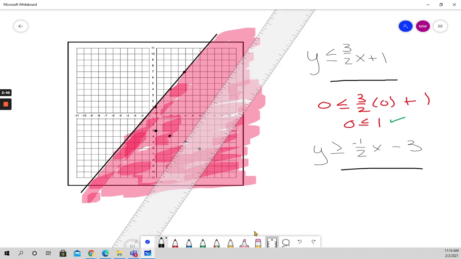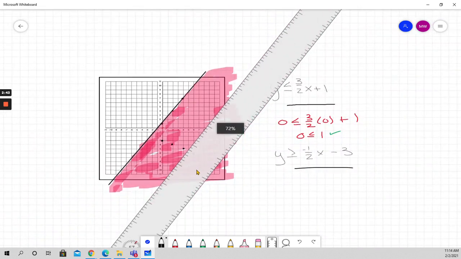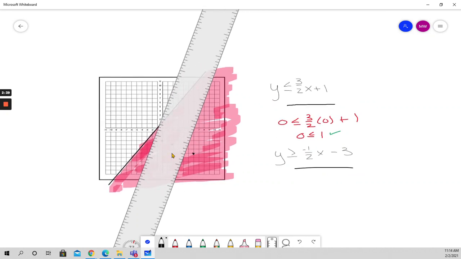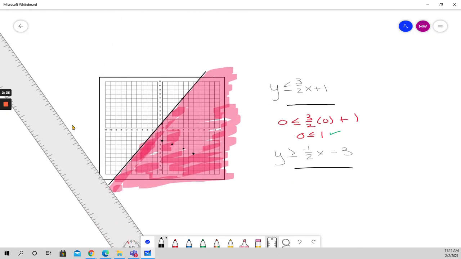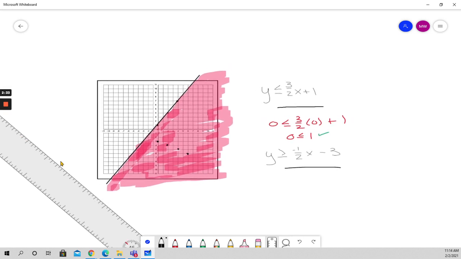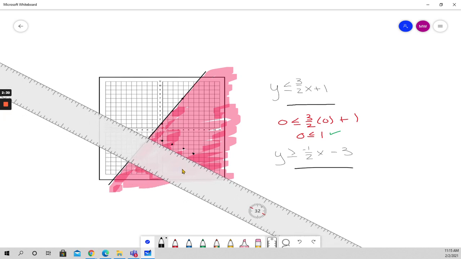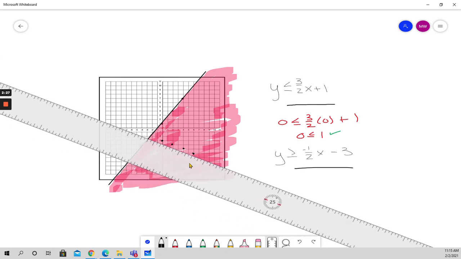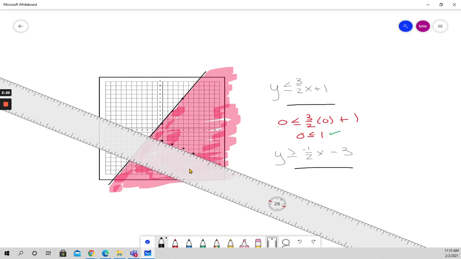So I'm going to break out my ruler. I'm going to line up my points. Solid line.